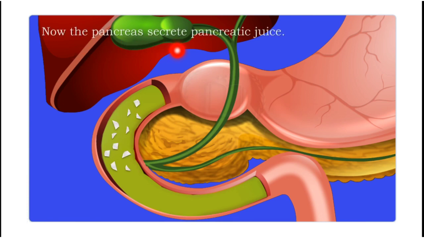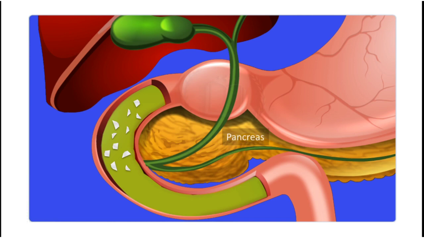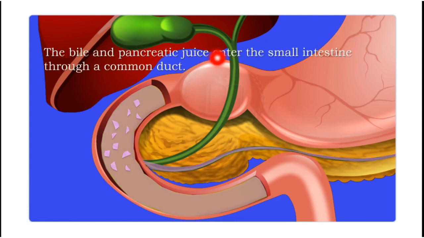Now the pancreas secretes pancreatic juice. So we know that pancreas, it secretes pancreatic juice. So this is the pancreas. As you can see here, it secretes pancreatic juice. The bile and the pancreatic juice enter the small intestine through a common duct.